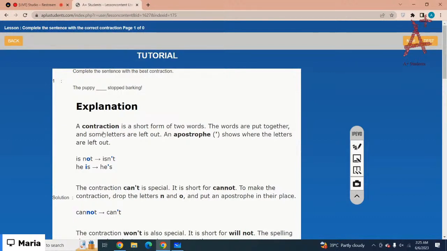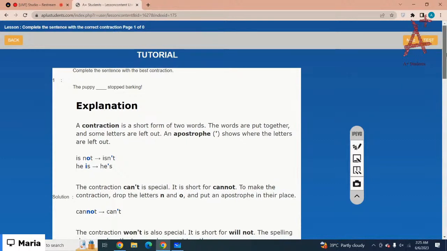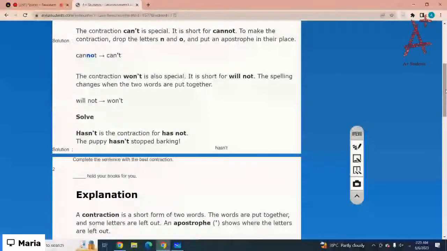He is, he's. The contraction can't is special. It is the short form of cannot. To make it, drop the letters N and O and put an apostrophe in their place. So you can write cannot as can't. Won't is also special. It is the short form of will not, so you can write it as won't. Got it? Let's start with the practice questions.